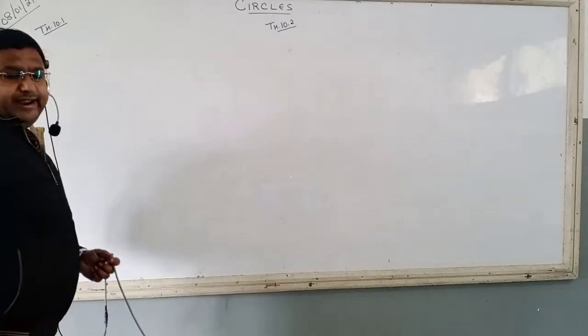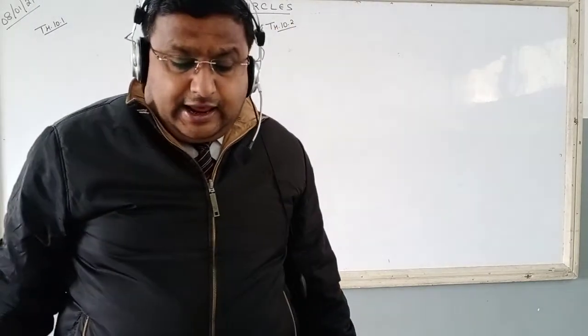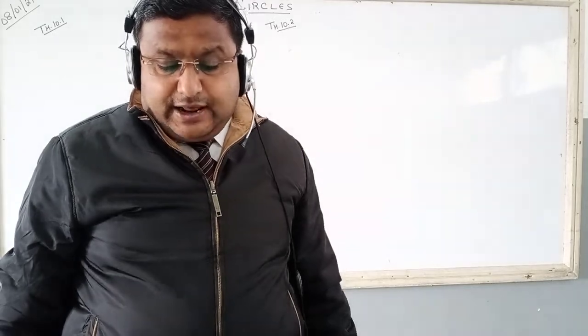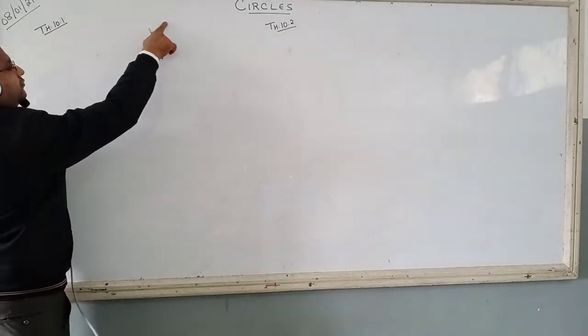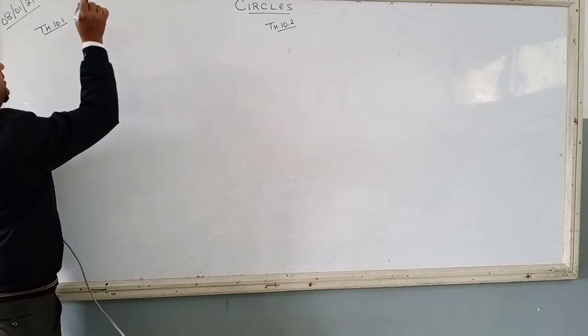Correct? What does it say? It says that equal chords of a circle subtend equal angles at the center. I am not writing down the statement, you have to write down the statement.